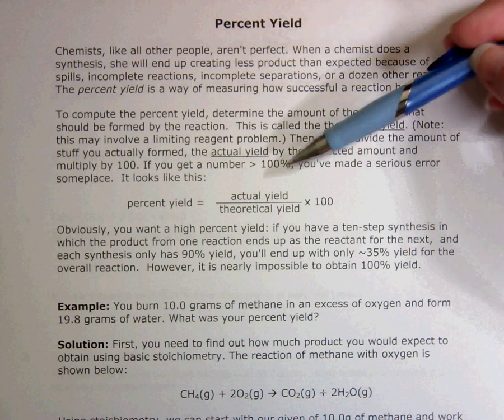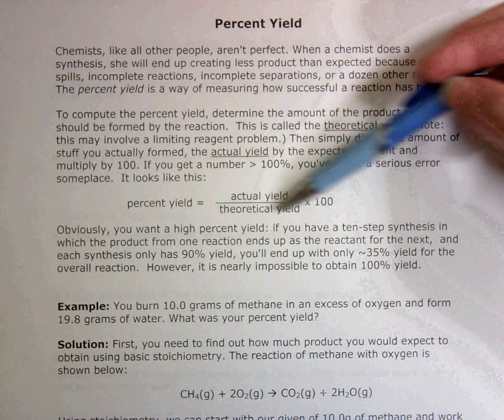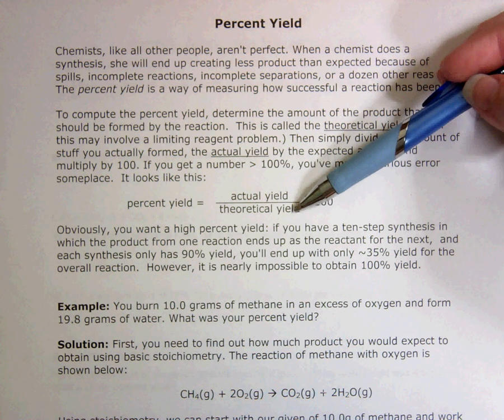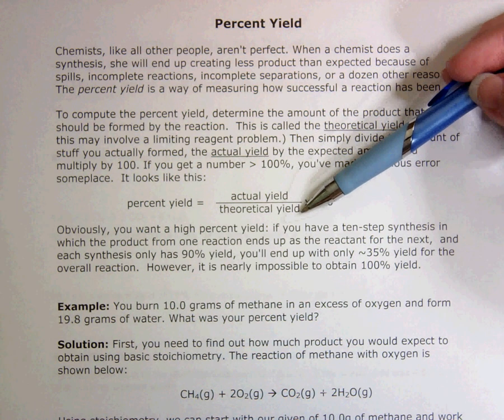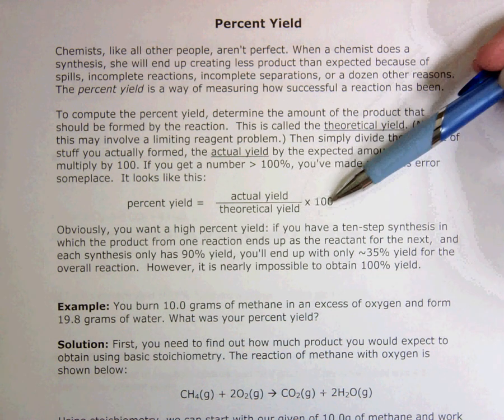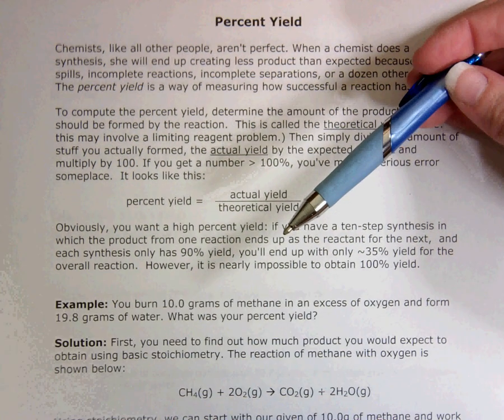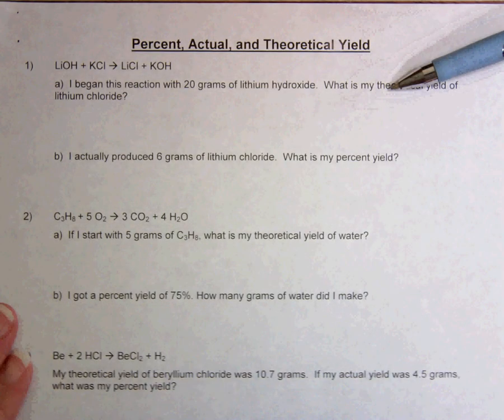So percent yield means you're going to take how much you actually got in your reaction, divide it by what you should have gotten, your theoretical yield, times it by 100 to get percent. So that's what we're going to do in this worksheet here.